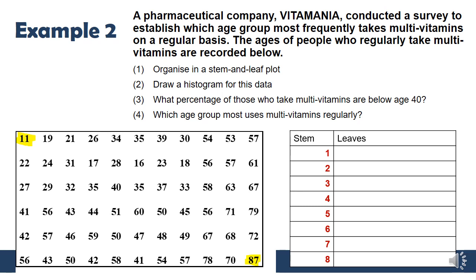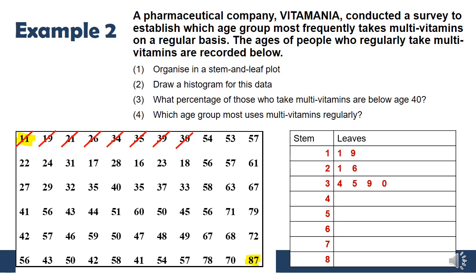My first value in the table is 11, so I'm going to strike that out and write the leaf there for 11. The next number to the right is 19. Strike that one out, and I write my leaf as 19. The next number in the table is 21. Strike it out, and I write it on the table. And I keep going like this, crossing out the numbers to make sure that I don't forget any.